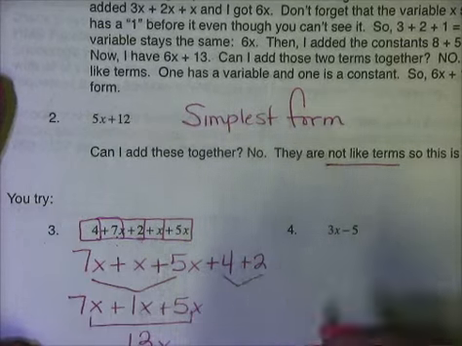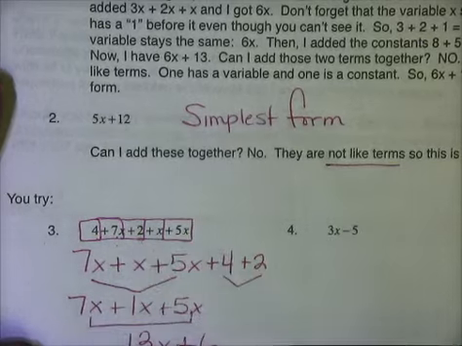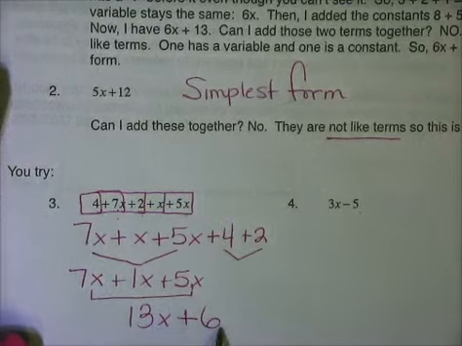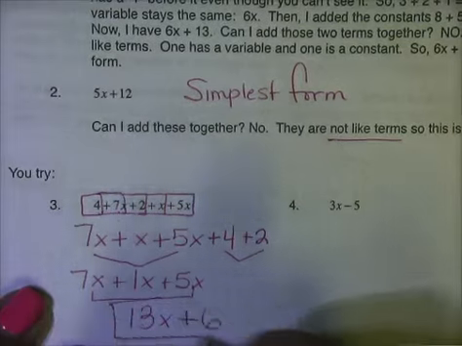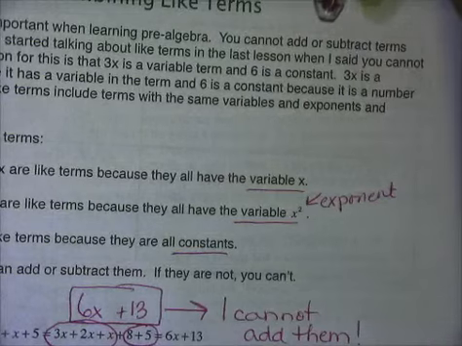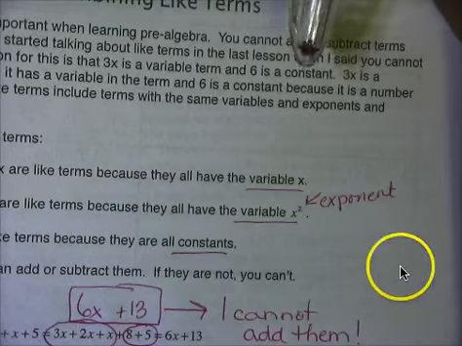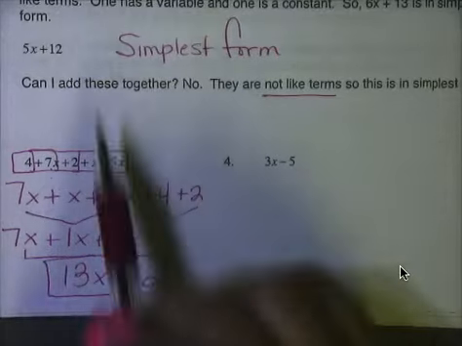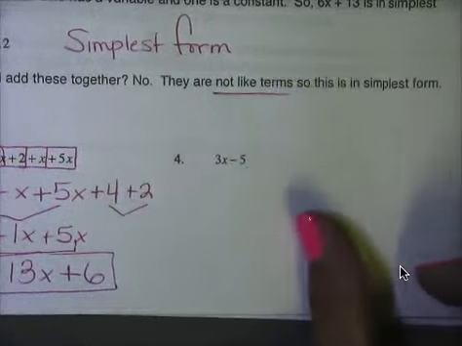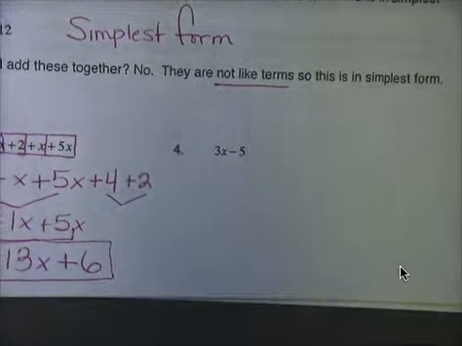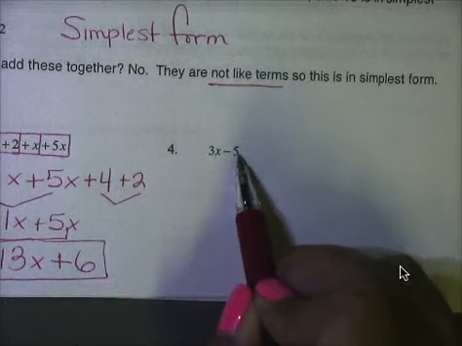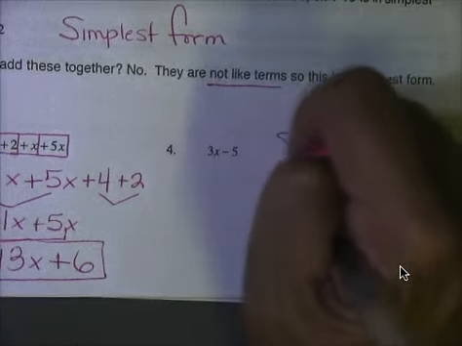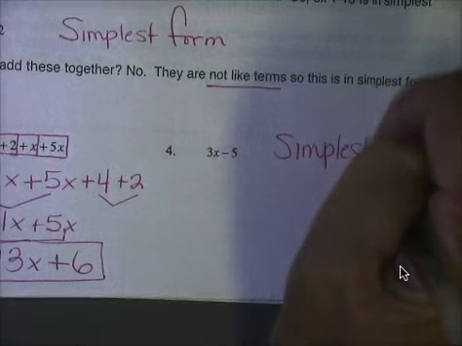And then I have 4 plus 2, which is positive 6. Can I add these two terms together, 13x plus 6? No, they're not like terms, so we can't add them together when they're not like terms. So our answer is going to be 13x plus 6. Let's look at number 4. We've got 3x minus 5. Here, this term has a variable, so it's a variable term, and this is a constant of negative 5. So we can't add them together, so we're just going to write simplest form.